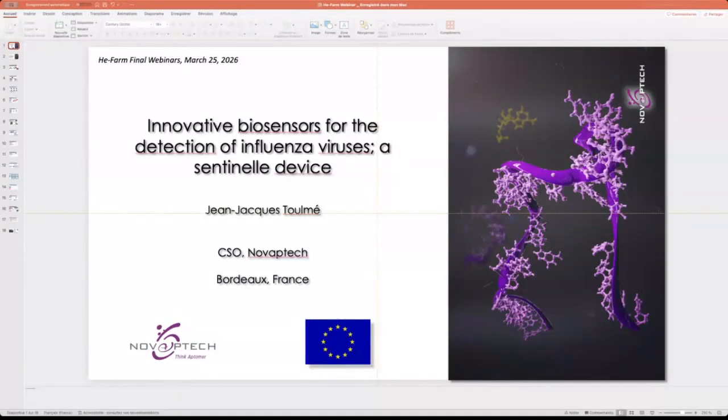Good afternoon, everyone. So I will describe what we did up to now in the frame of e-farm. Our contribution relates to the engineering of biosensor for the detection of viruses in air samples. And these sensors are based on aptamers.